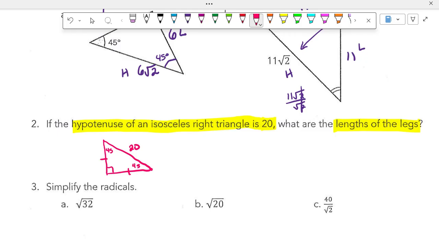Ralph, just put your test on my desk. Don't worry about it. I'll grade by hand.